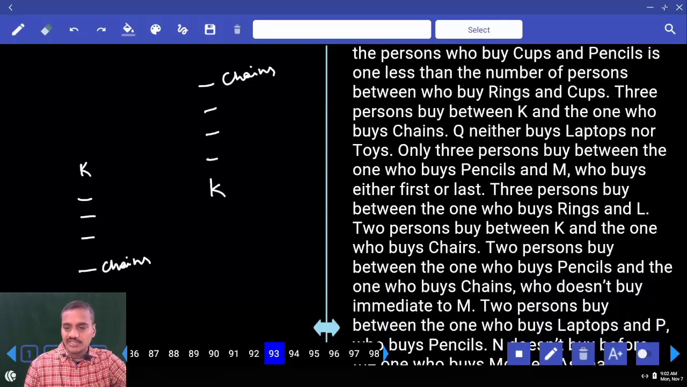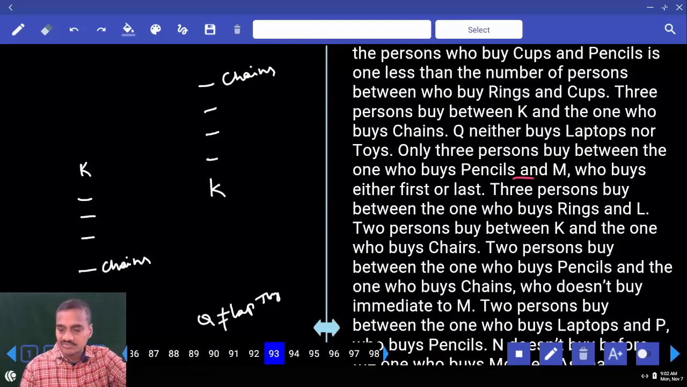And Q neither buys laptop nor toys. Now Q is neither laptop nor toys. And next, only 3 persons between pencil and M. Now between pencil and M there must be exactly 3 people. As there are 3 people between pencil and M, M buys either the first or the last. And at the same time, M is not adjacent to K, as given in the information before.